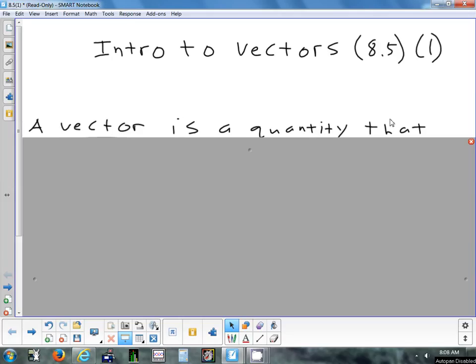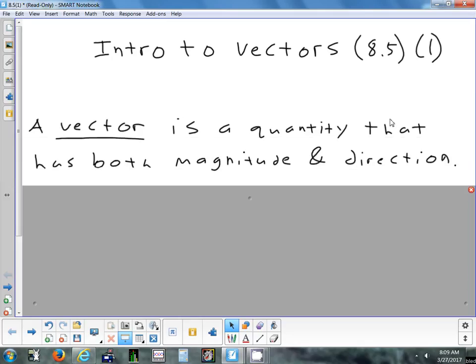A vector is used to measure any quantity, and there's two parts to it. Does anybody know the two things that a vector measures? Yeah, magnitude and direction. Can somebody think of something that has a magnitude and a direction to it? In other words, something that a vector would be really good at representing in real life.